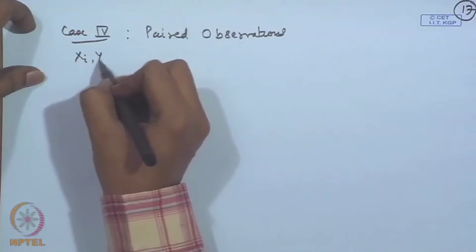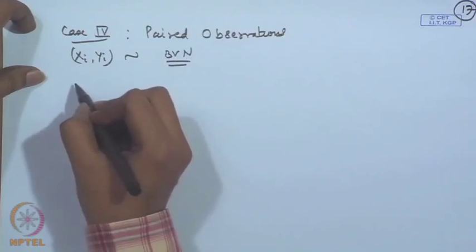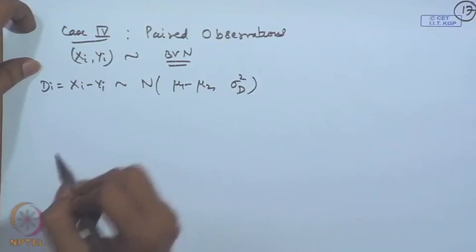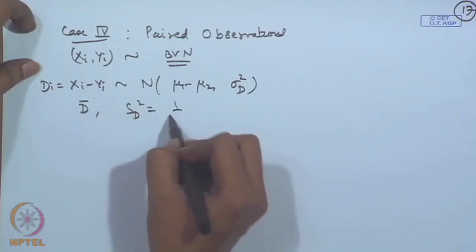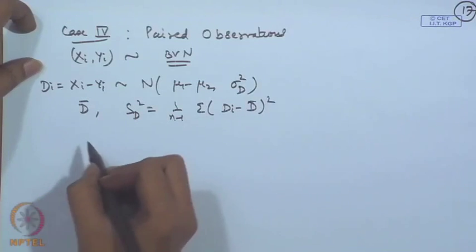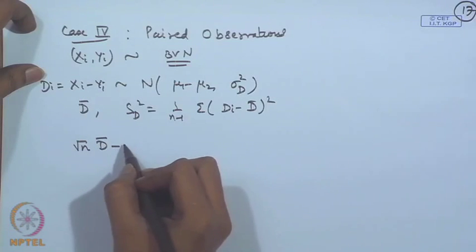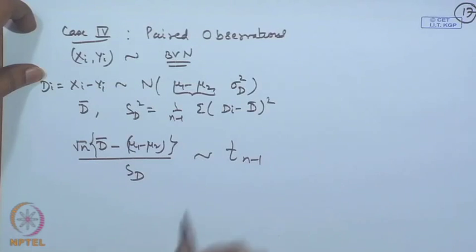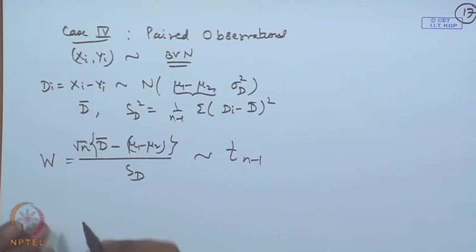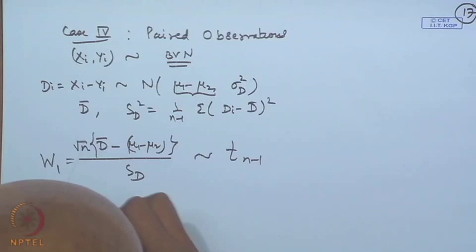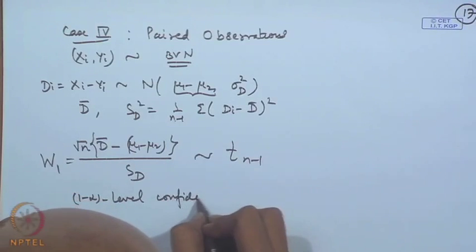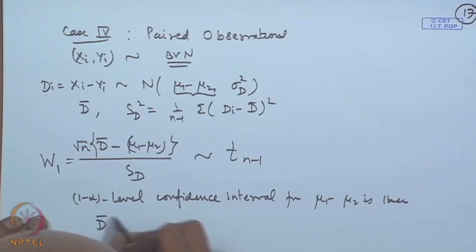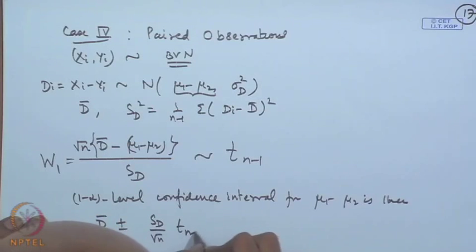As before, we are considering (X_i, Y_i), which follows a bivariate normal. In that case, if I consider D_i equal to X_i minus Y_i, that follows normal mu 1 minus mu 2 and some variance sigma d square. So, we consider d bar and S d square, that is 1 by (n minus 1) sigma (d_i minus d bar) whole square. Then root n (d bar minus (mu 1 minus mu 2)) by S d will have a t distribution on n minus 1 degrees of freedom. So, this can be considered as a pivot. If we use this as a pivot, then the 1 minus alpha level confidence interval for mu 1 minus mu 2 is d bar plus or minus S d by root n t_{n-1, alpha/2}.